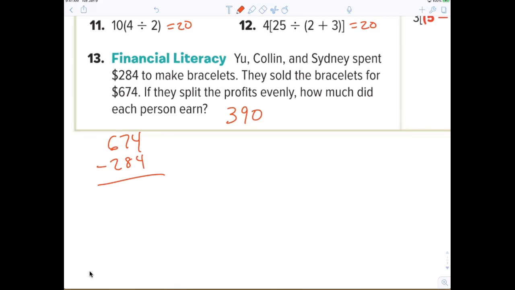Now, I'm not saying that's the answer yet. I did not say that was the answer. I just said how much money did they make? Now, you always go back to the question that says, well, how much did each person make then, which would be $130. That is the correct answer.